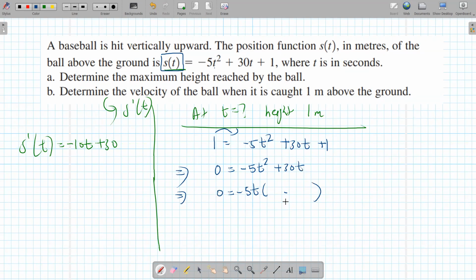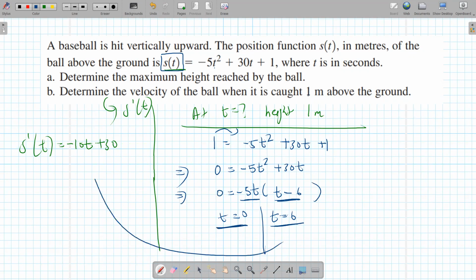T minus 6. So that means you set this equal to 0, you'd get t is 0. You set this equal to 0, you'll get t is 6. So when the time is 0 and when the time is 6, the height is 1, yeah? Does that make sense? And then you're going to plug this in there as t, and that'll give you the final answer. Cool?